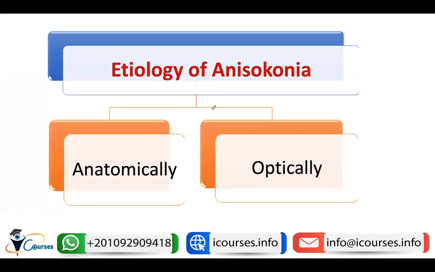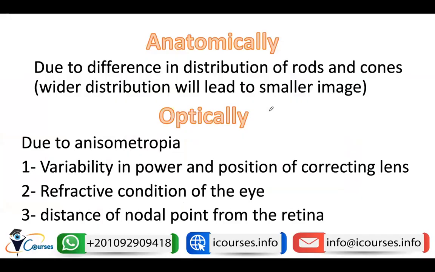So as we mentioned in the lecture, the etiology of aniseikonia can be either anatomical or optical. The anatomical means that there is difference in distribution of rods and cones, where wider distribution will lead to smaller image. Let me give you an example for this.